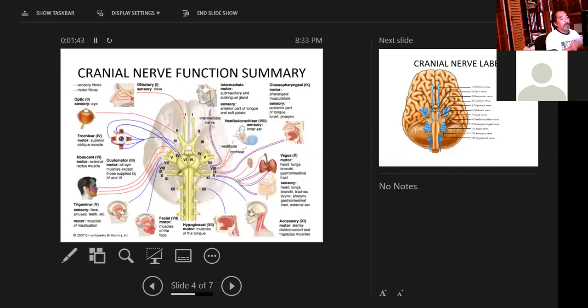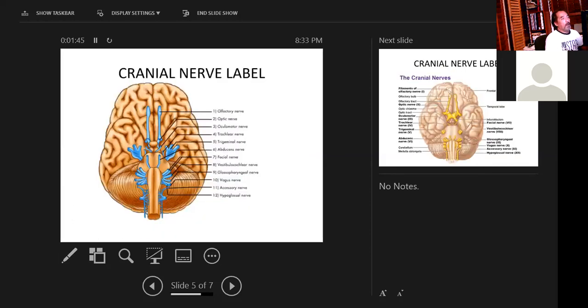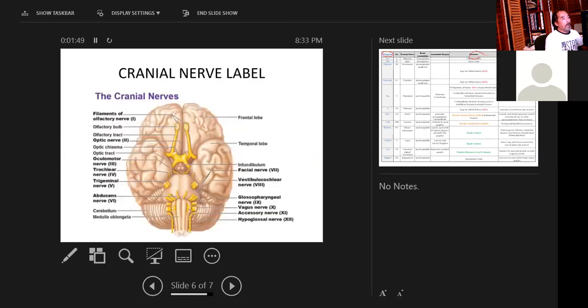And then, summary of the cranial nerves and identification of the cranial nerves. Okay, again, identification of cranial nerves. Just remember it's like a clock. Okay, got 1 and 2, then 3, 4, and 5, and then 6, 7, 8, 9, 10, 11, and then 12.